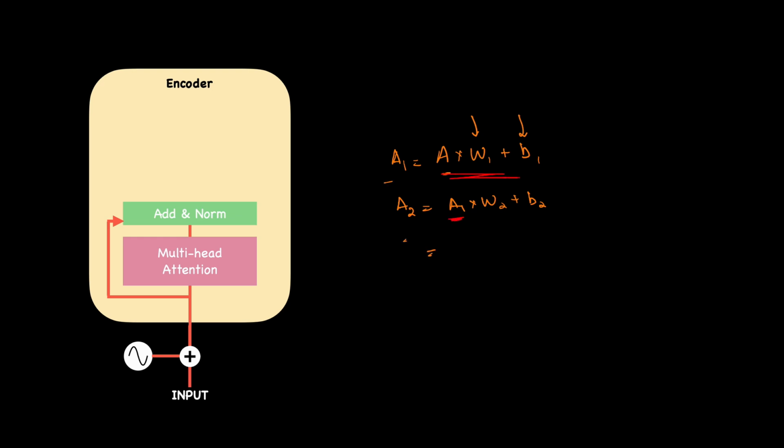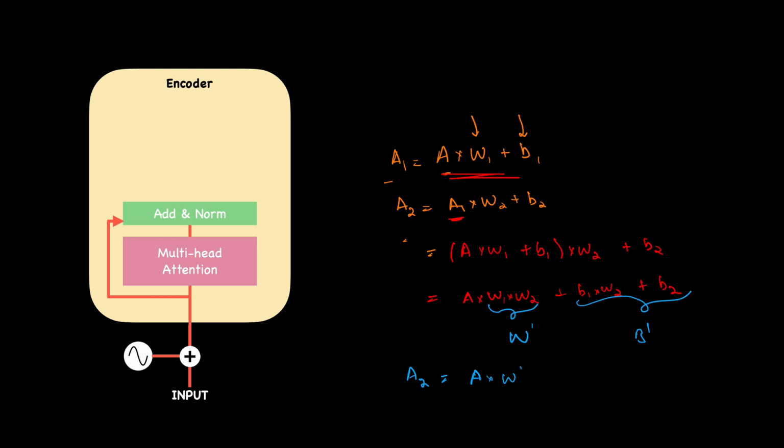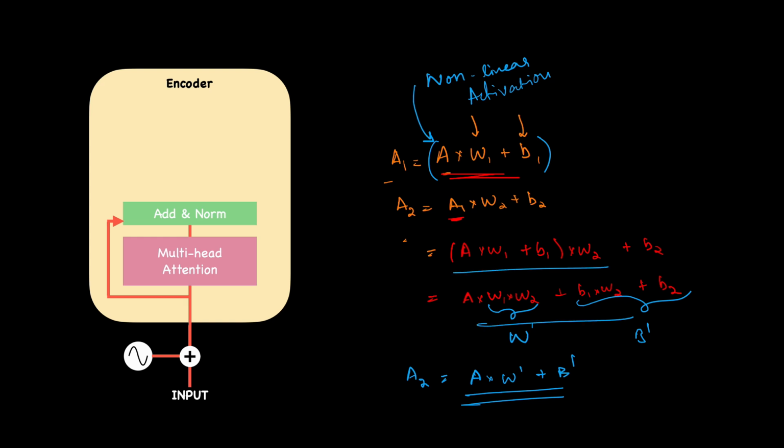I'll replace A1 with this equation and it will become this. Now expanding this, we will get this, and now I can reduce W1 into W2 as some W dash and this as some B dash. So my A2 will become same as what we had in the first layer. So no matter how many layers you have in the network, all of those layers can be reduced to a single layer. And that will be a big problem. To avoid this reduction of multiple layers into a single layer, all we have to do is use a non-linear activation function. If we have a non-linear activation function between two layers, then this cannot be reduced to a single layer.